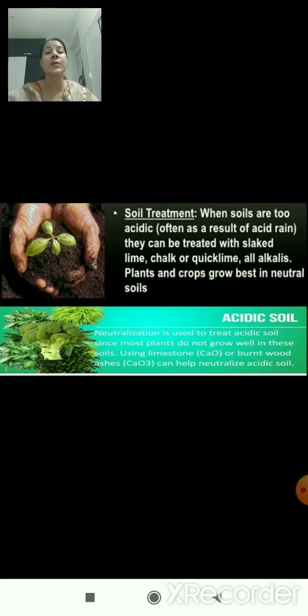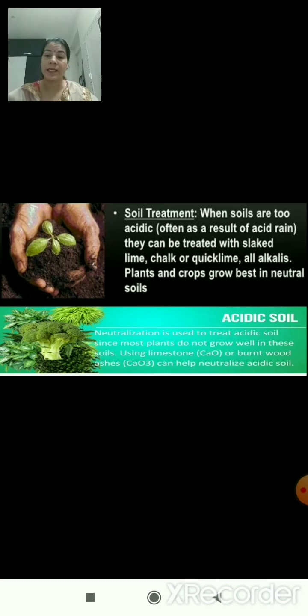If the soil is basic in nature, organic matter is added to it. Organic matter releases acids which neutralize the basic nature of the soil.